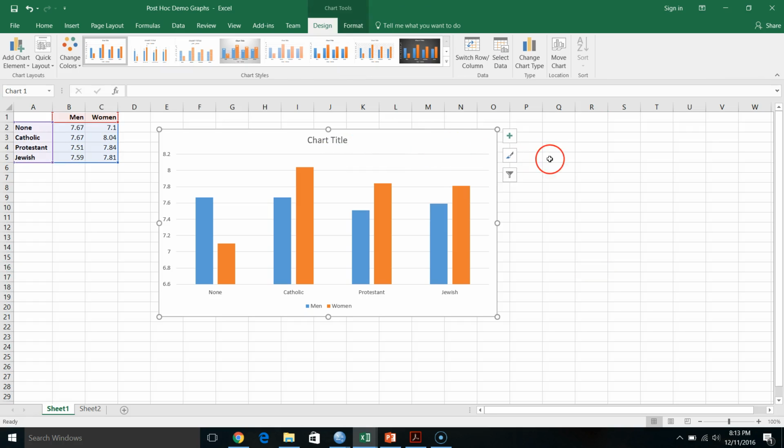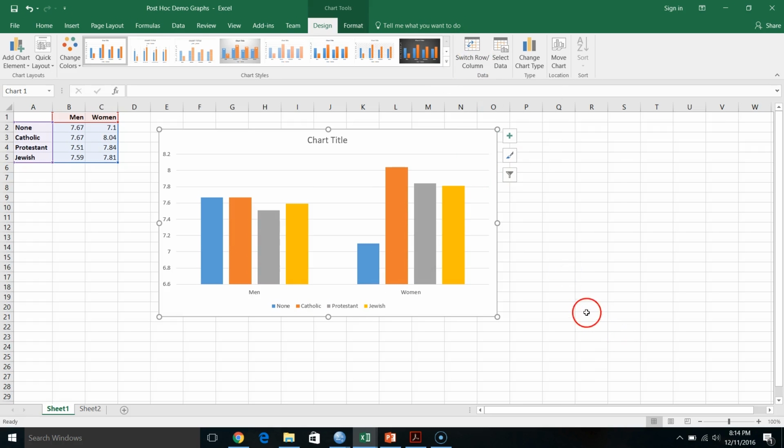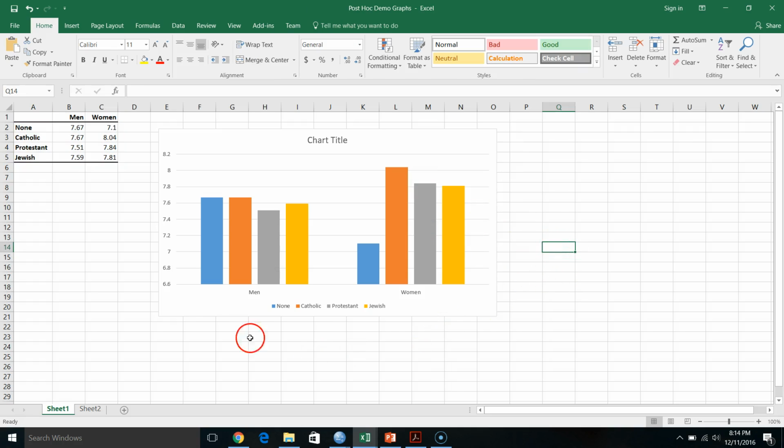But what might be more useful and more efficient is to flip these around. So if we highlight this, we can go up to switch rows and columns. I like this a little bit better. This looks more efficient, right? Again, what this looks like is that for men, we get similar levels of conservatism irrespective of religious affiliation. However, among women, we certainly see a big discrepancy between women who don't identify with a religious affiliation and those who do.